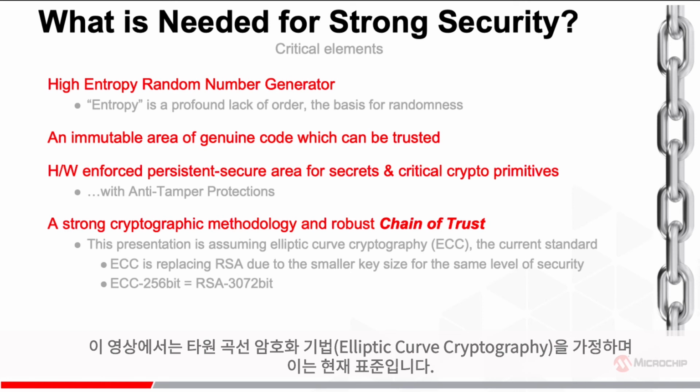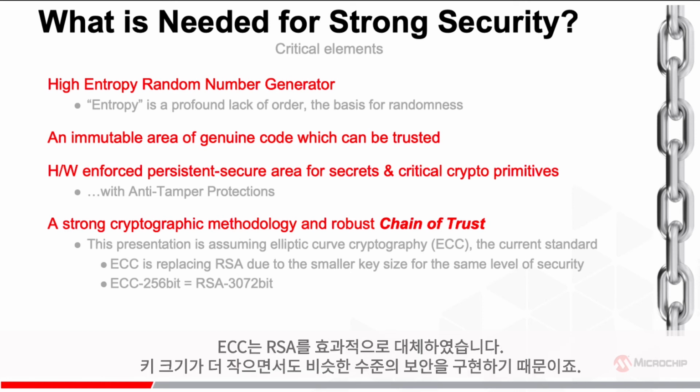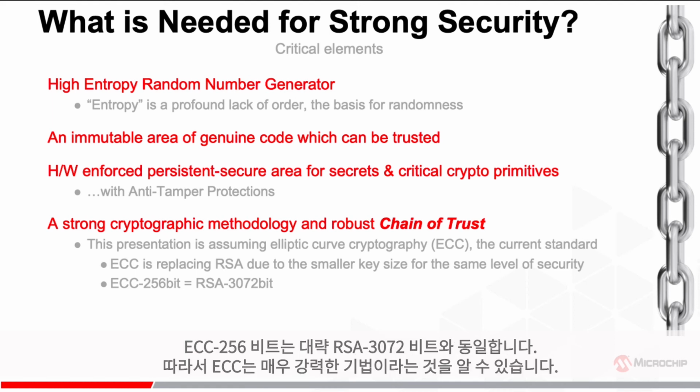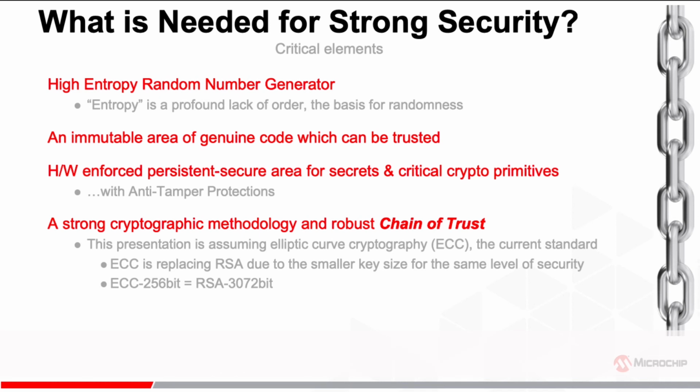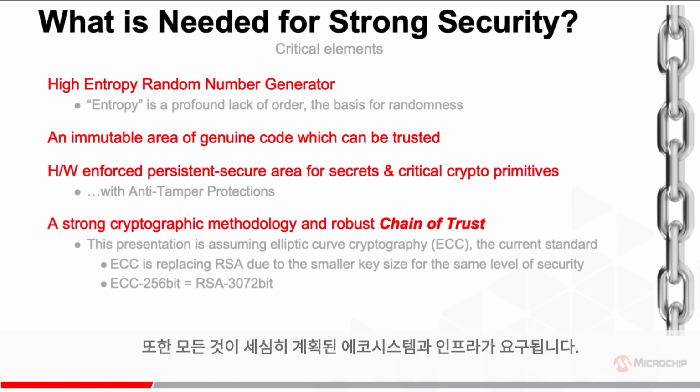This presentation is assuming elliptic curve cryptography, which is the current standard. ECC has essentially replaced RSA due to the smaller key size and similar levels of security. ECC 256-bit is roughly equivalent to RSA 3072-bit. So ECC is a very robust methodology to use. You also need a well thought out ecosystem and infrastructure.